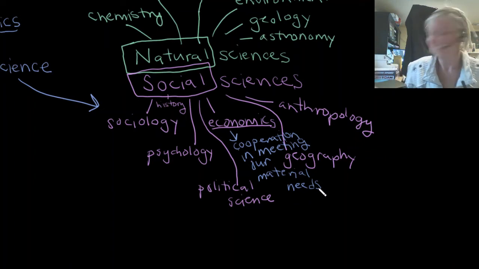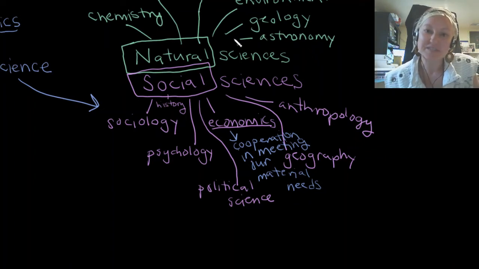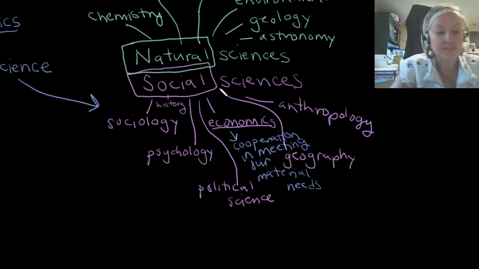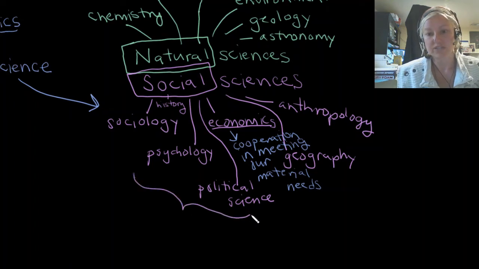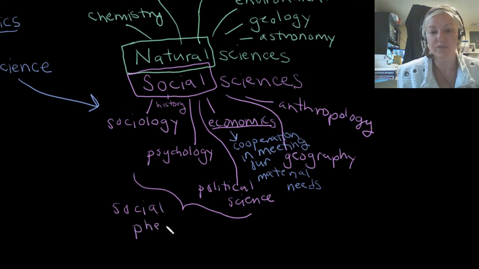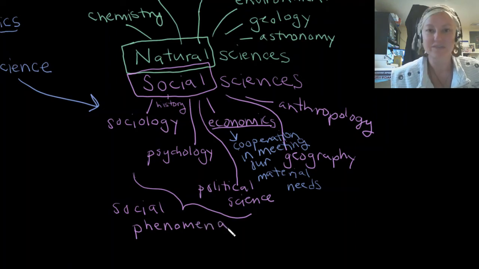Just kidding. Okay. So do you see the difference between the natural sciences, which are focused on natural phenomena, and the social sciences, which study social phenomena? And what social phenomena are things that exist in the world only because we agree that they do. They're things that human beings create amongst ourselves by agreeing about it.